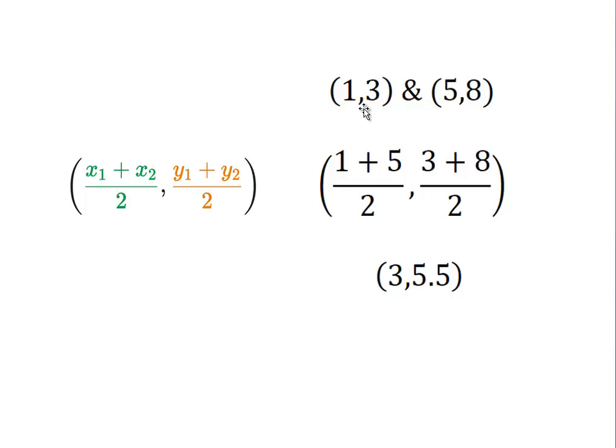Here I have the 1 and the 3 for my first coordinate, so this will be x1, y1, and then I have x2, y2, which is the x and y coordinate for my second point. Side by side, if you take a look where I plugged everything in, I plugged the two x values in, so 1 and 5, added them up and divided by 2. So 1 plus 5 is 6, divided by 2 is 3. And then for the y values, if I add those up, 3 plus 8 is 11, divided by 2, you get 5.5.